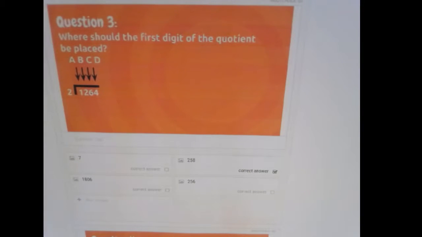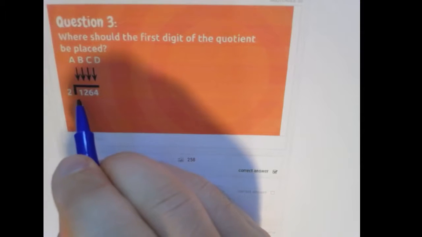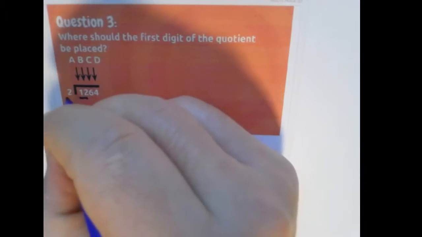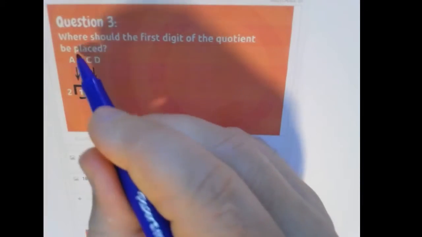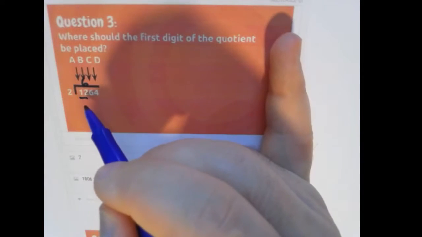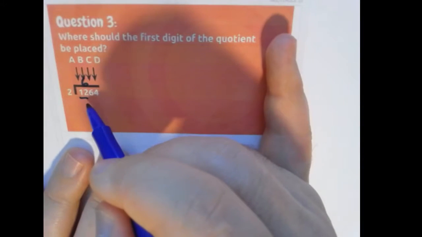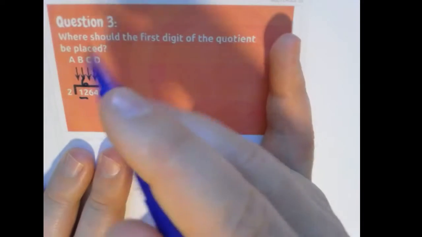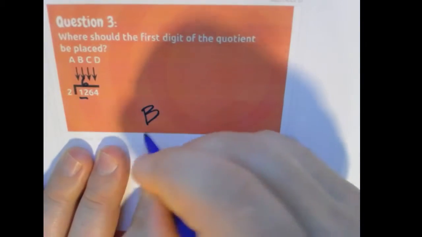Where do you think the first digit should go of the quotient when we do this division problem? Okay, so does 2 fit into 1? It does not. Does 2 fit into 12? It does. 2 times 6 would make 12. Okay, so we don't have to solve this entire problem. What they're looking for is where we should place that first digit. And of course, we would be placing it in B. B is the answer.